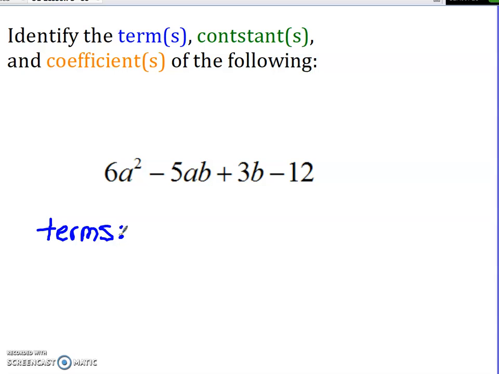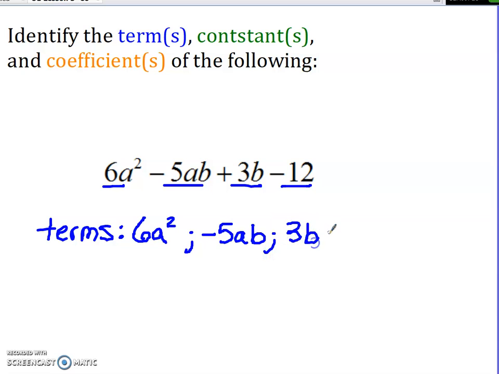So remember again, terms are separated by an addition or subtraction sign. So here's 1 term, 2 terms, 3 terms, 4 terms. So we have a positive 6a squared. The 5ab, that is negative, so we got to make sure we put a negative sign there, negative 5ab. Next we have the 3b, that's my 3rd term, and last term is a negative 12. Those are my 4 terms.